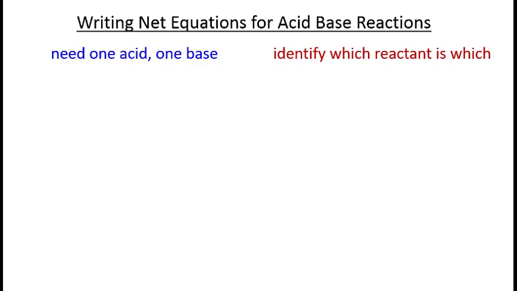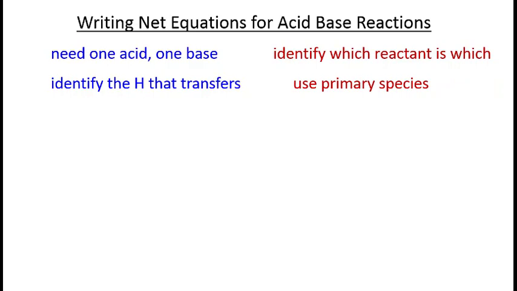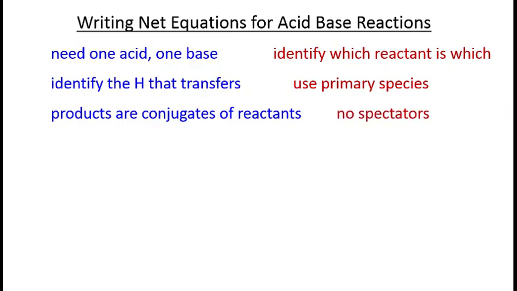Once you know which is which, then you can identify the hydrogen that transfers. We need to be sure to use the primary acidic and basic species. Finally, we can write the formulas of the products, as they are the conjugates of the reactants. Again, the acid-base chart can help out if we need it. And since these are net equations, no spectator ions are included.